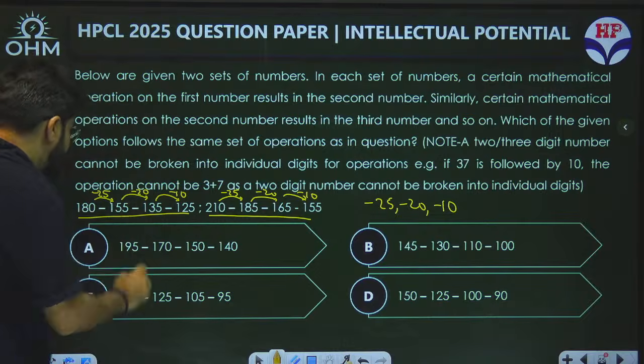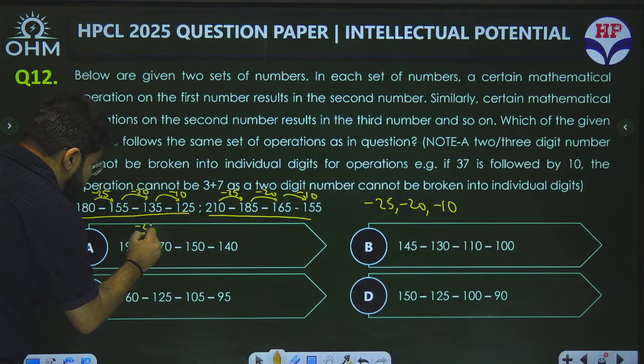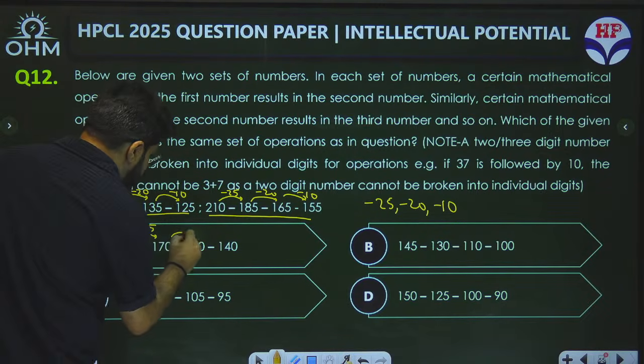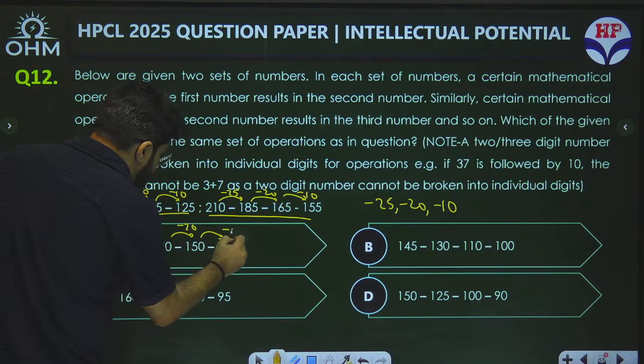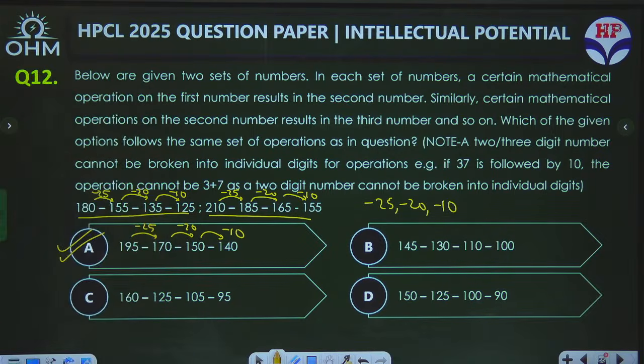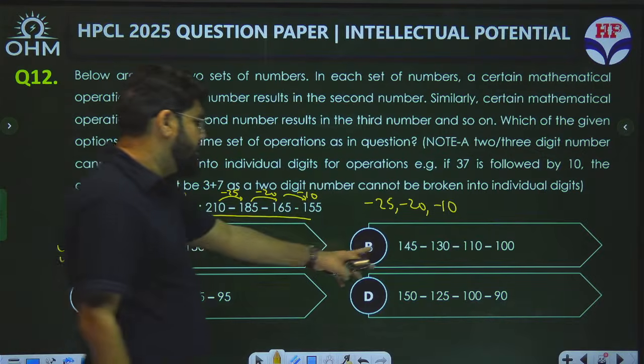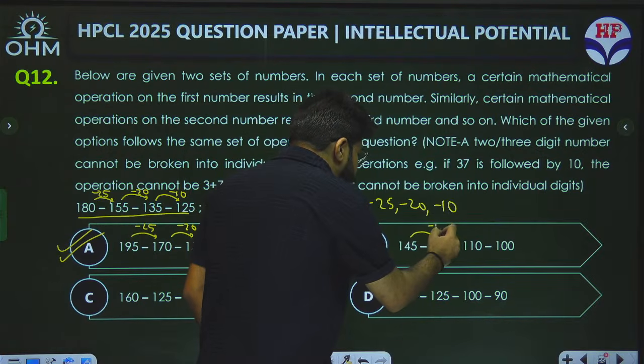Now this itself is minus 25, correct. This is minus 20, correct. This is minus 10, correct. Option number A itself matches. The others of course will not match. See now, why is this not matching? This is beginning with minus 15.